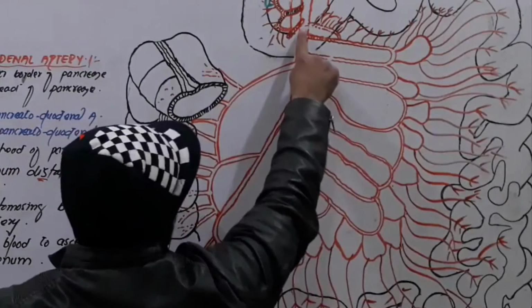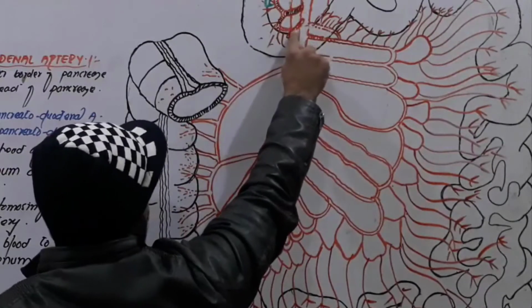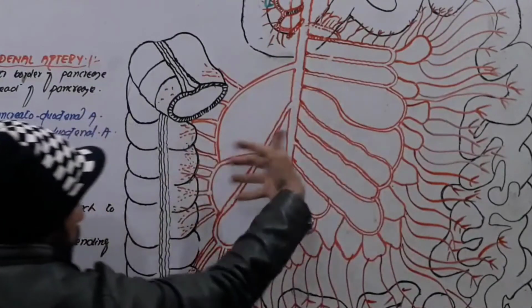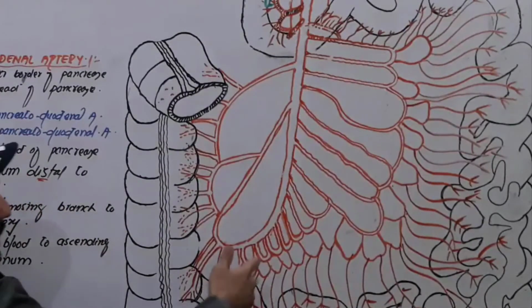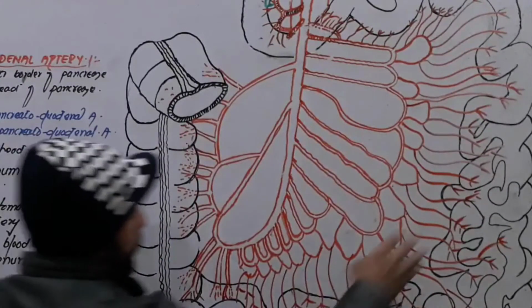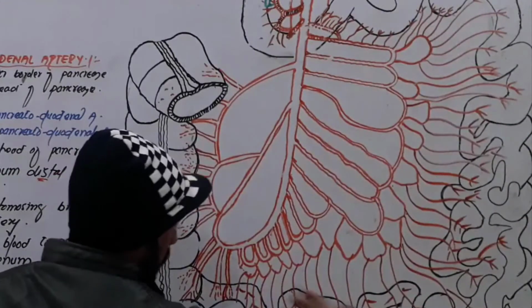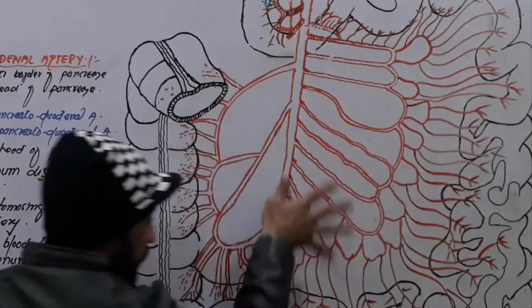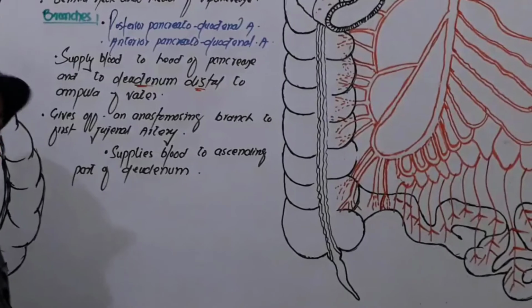So you can see here, after these two branches, the common pancreato-duodenal artery and the middle colic artery, some branches are going towards the left side and some branches are coming towards the right side. The left side branches are very simple, and they are called the jejunal branches. As we know, this is the jejunal part of the small intestine, and this is the ileal part of the small intestine. So the branches are going towards the jejunum and towards the ileum. That's why we call these branches the jejunal branches.